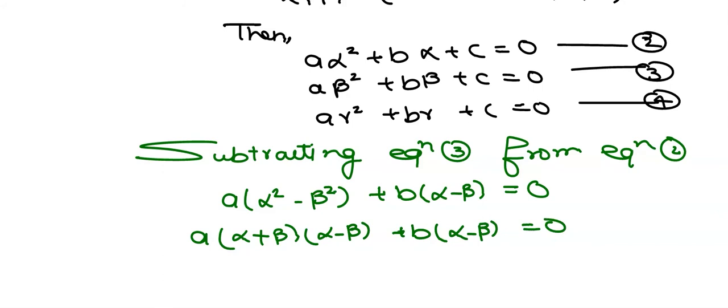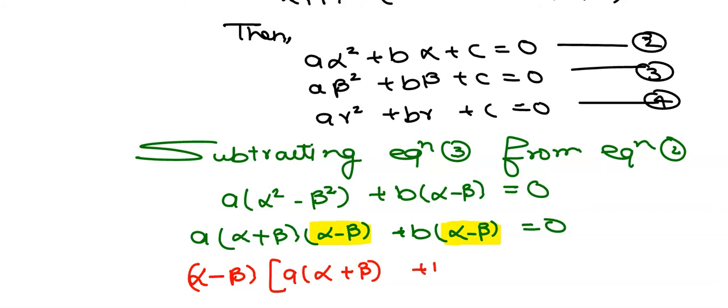There are two factors here, one is alpha minus beta here. So we can take alpha minus beta as common. Okay, and by taking this as common, we are getting (alpha minus beta) times [a (alpha plus beta) plus b] is equal to 0.